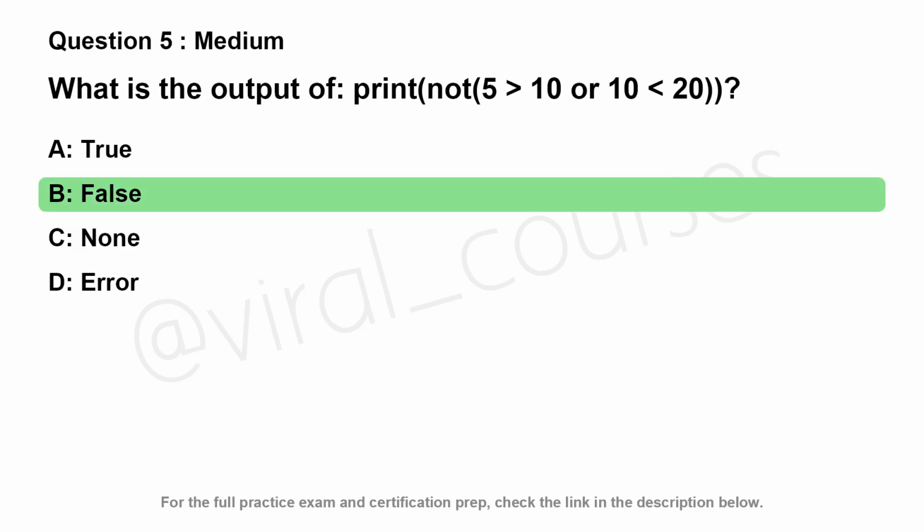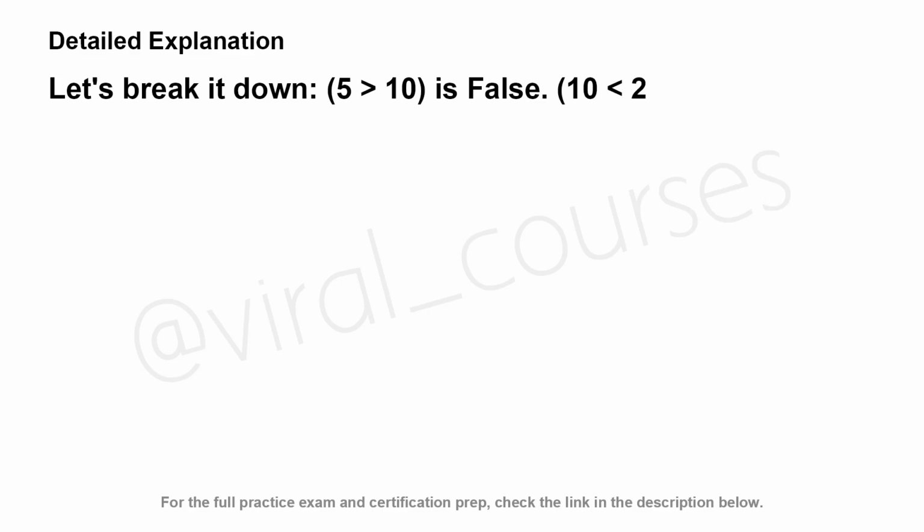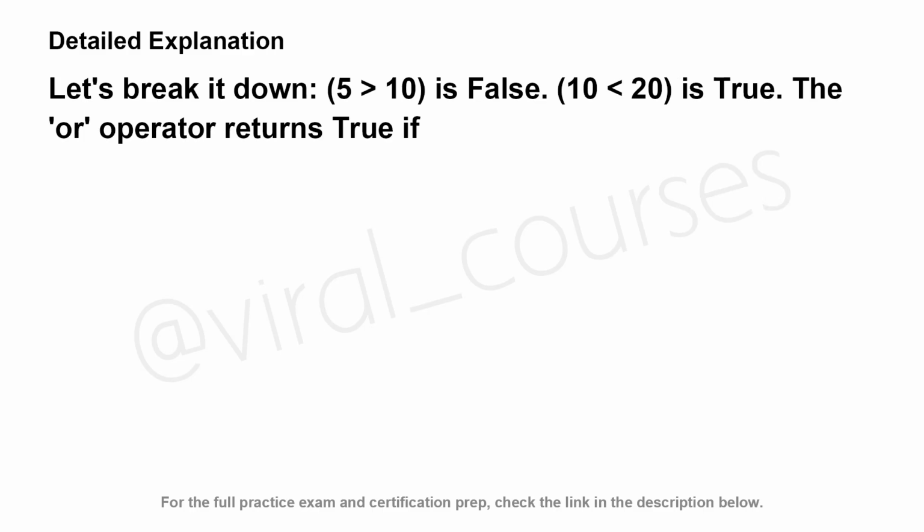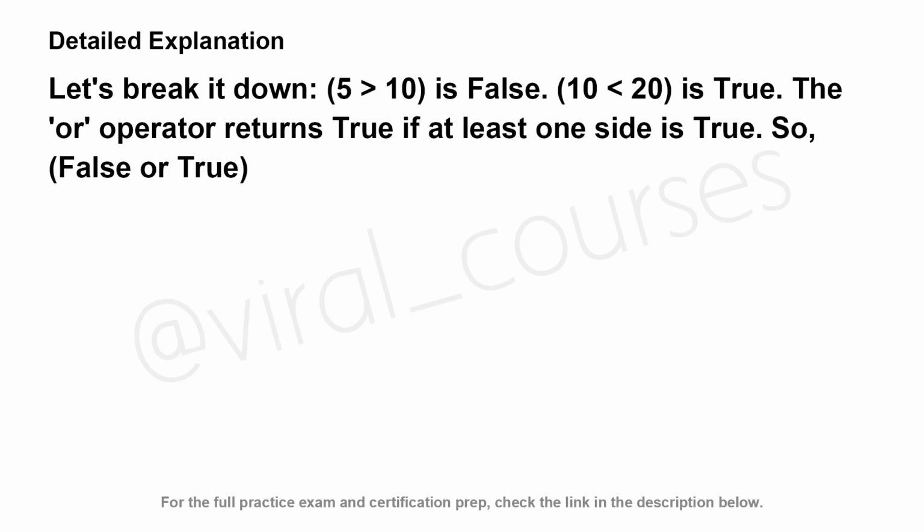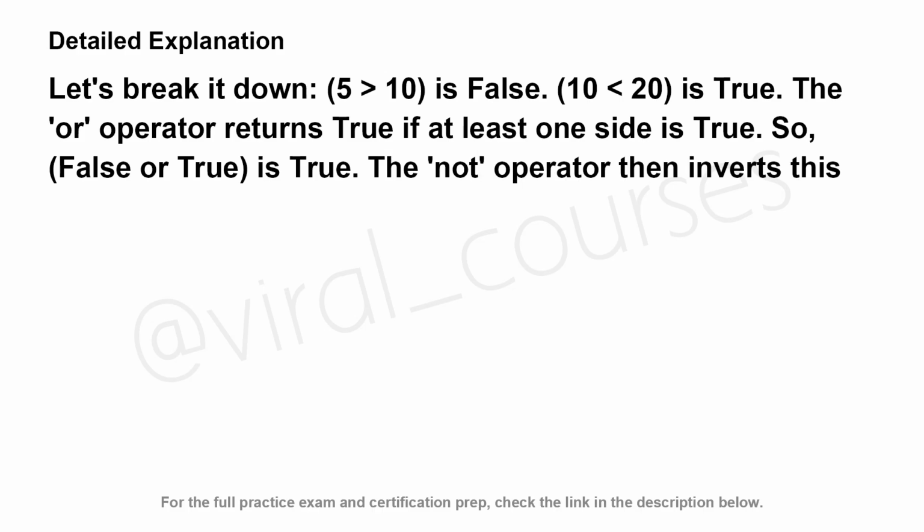The correct answer is B. Let's break it down. 5 > 10 is false. 10 < 20 is true. The OR operator returns true if at least one side is true. So, false or true is true. The NOT operator then inverts this value, making it false.